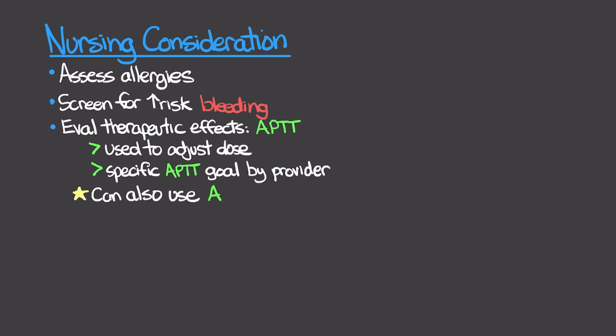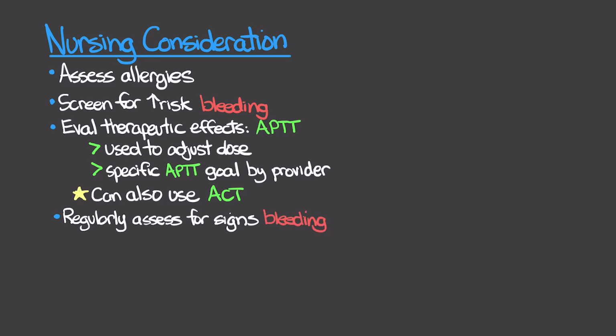We can also use activated clotting time or ACT and here our therapeutic range is 300 to 450 seconds, at least specifically for procedural uses. Again, this could be decreased if we're doing this medication on a longer term basis, maybe greater than 200 at that point.